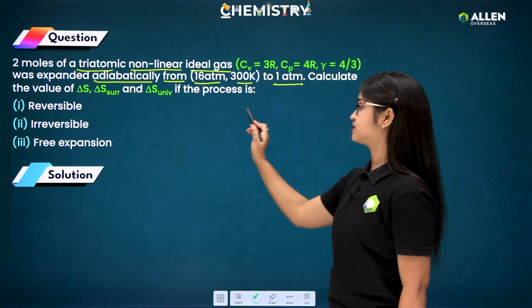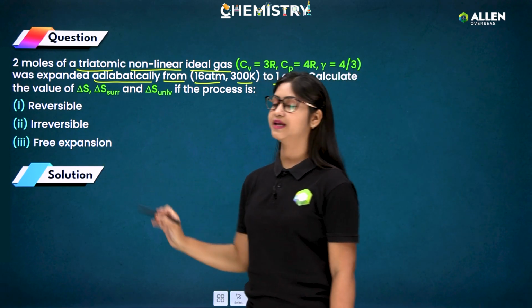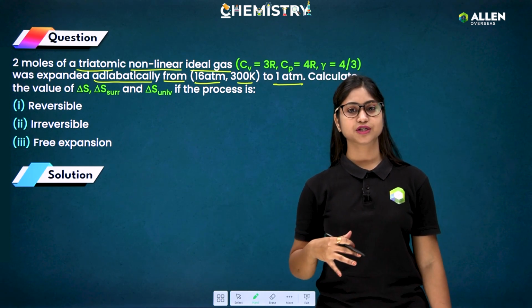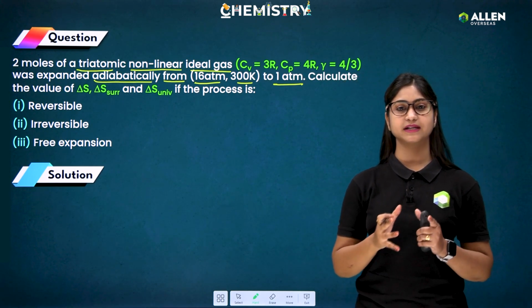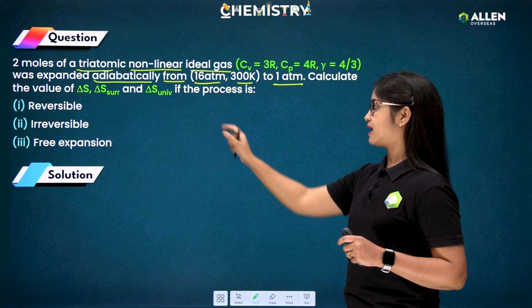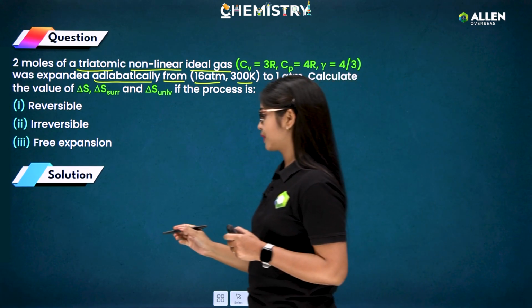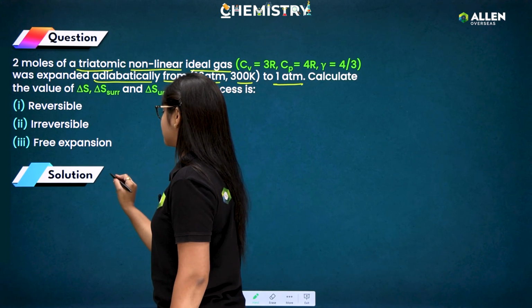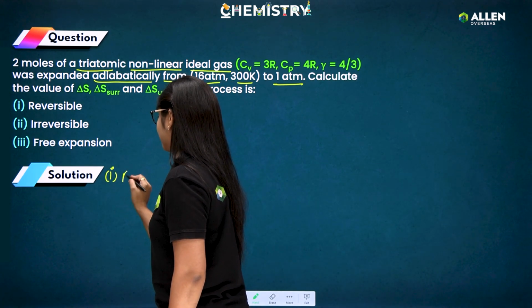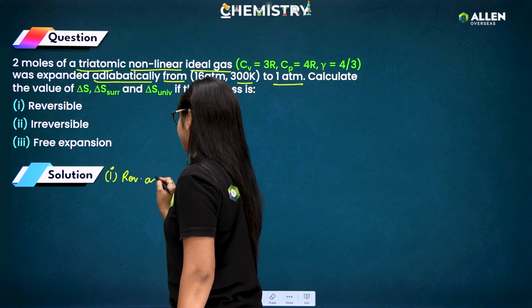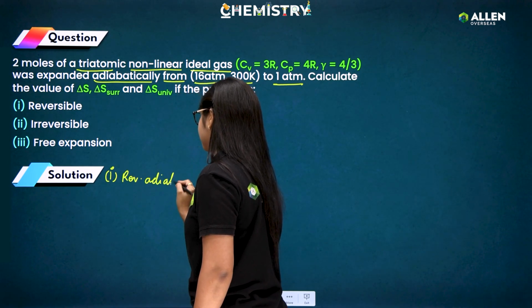If the process is reversible, irreversible, or free expansion. So 3 different conditions are given, and we have to find out the value of delta S for each case: delta S system, delta S surrounding, and delta S universe. Let's start solving this question. First of all, the reversible process, so reversible adiabatic process.